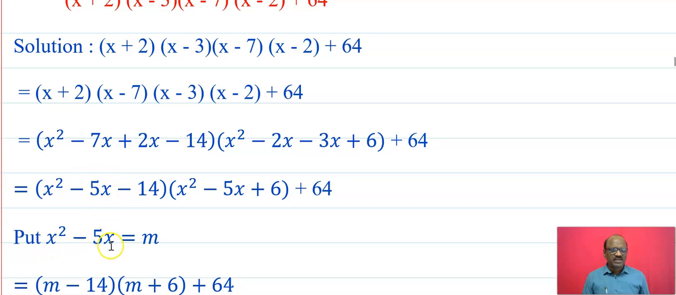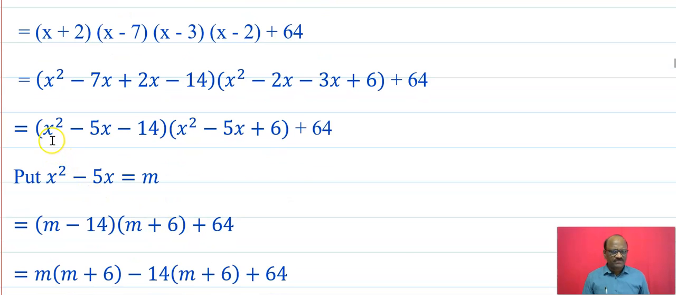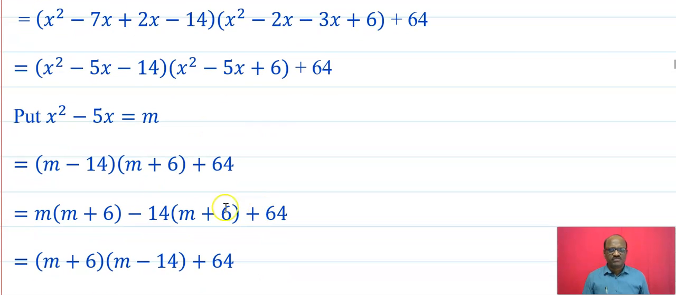Now put x square minus 5x equals m. Therefore you will get in the first bracket m minus 14, in the second bracket m plus 6 plus 64. Now the product of these two brackets, m plus 6 in bracket, minus 14 into in bracket m plus 6 plus 64.